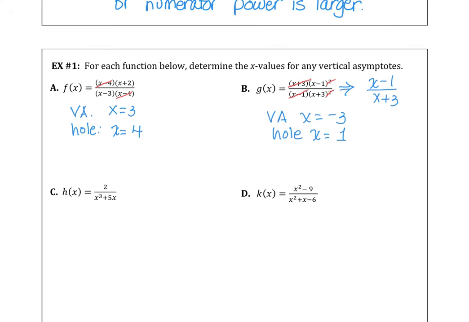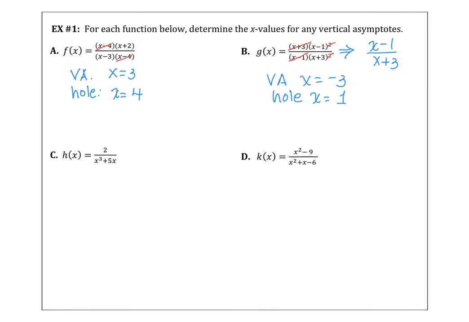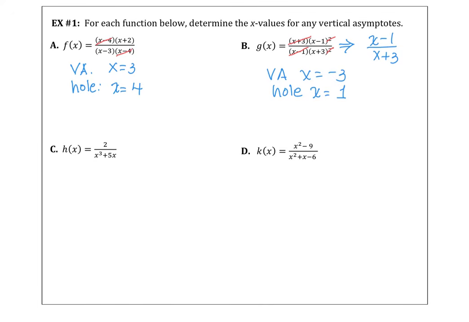On h of x for part C, you've got x times x squared plus 5, and only x in the bottom, x equals 0, would produce that vertical asymptote. There would be no hole. No hole, because no x variable in the top.